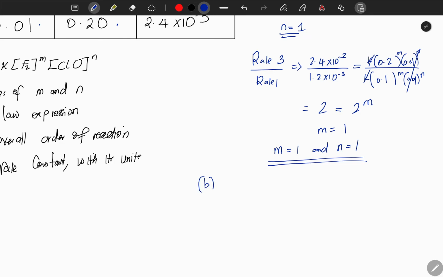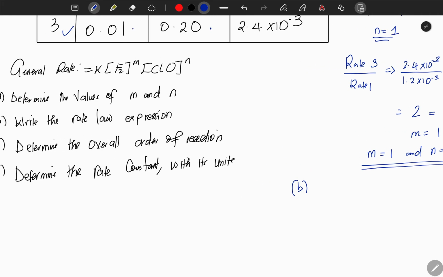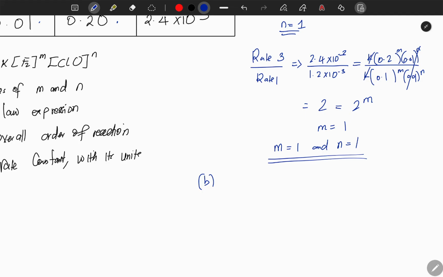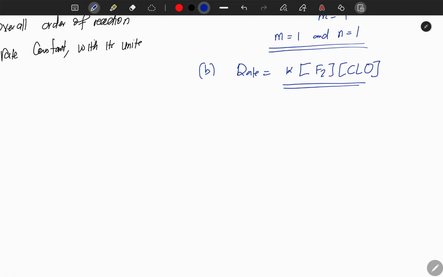Part B says write the rate law expression. So our rate will be K, concentration of F2, concentration of ClO. That's all. Why? Because M and N are now known to be 1 and 1. So if we put power 1 there, it is the same, right? Let's go to part C.